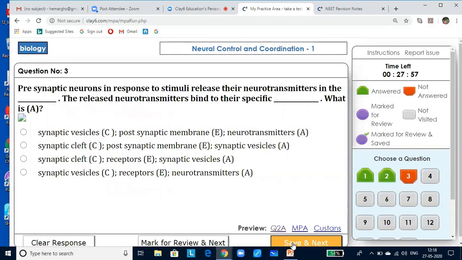Presynaptic neurons, in response to stimuli, release their neurotransmitters in the synaptic cleft. That released neurotransmitters bind to their specific receptors. And what is A? A is nothing but synaptic vesicle. Now let us look at this. So the answer is synaptic vesicle, receptors, synaptic cleft, receptors and synaptic vesicles.